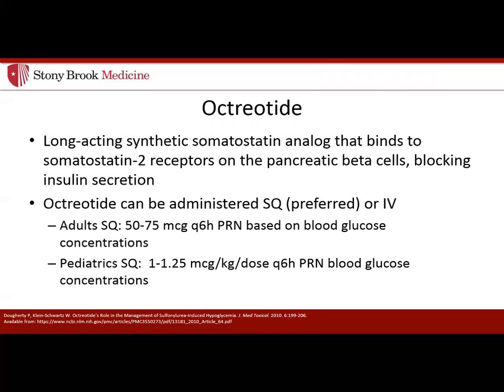So like I mentioned, in the initial presentation of sulfonylurea overdose, you're going to give dextrose. However, it's going to be refractory to this IV dextrose, and therefore you might warrant the use of octreotide. So how octreotide works, it's basically a long-acting synthetic somatostatin analog that binds to the somatostatin 2 receptors on the pancreatic beta cells, and therefore is going to block insulin secretion. So although this is not a direct antidote to the sulfonylurea, it is used in toxicities because it will counteract the effects of the sulfonylurea to prevent the hypoglycemia. So it's going to prevent further insulin from being secreted. And so octreotide can be administered sub-Q or IV, and the sub-Q route is preferred. And then I just include the dosing here as well.